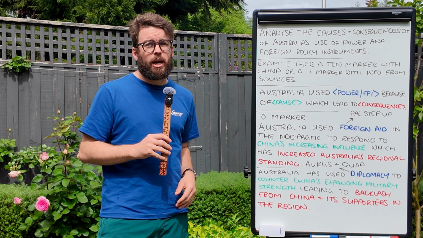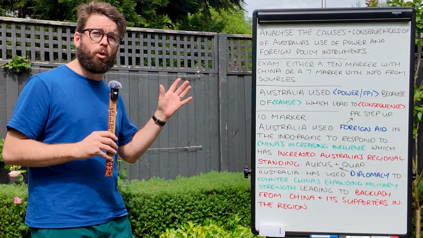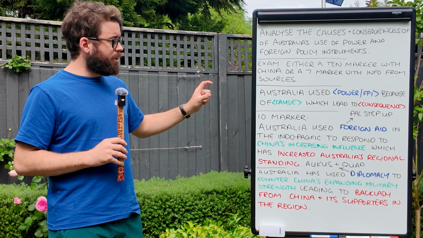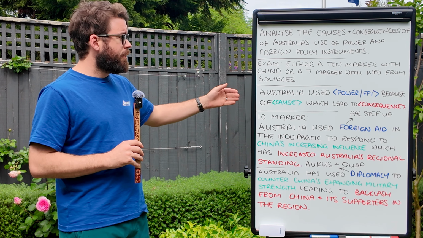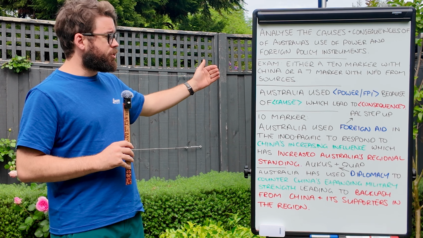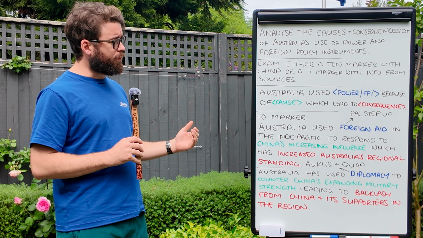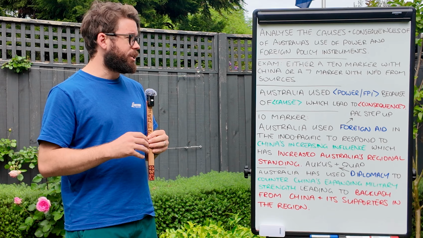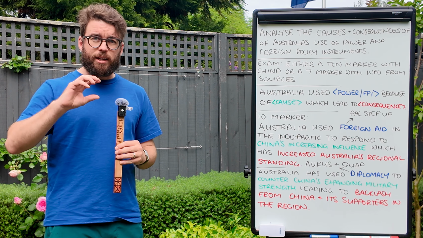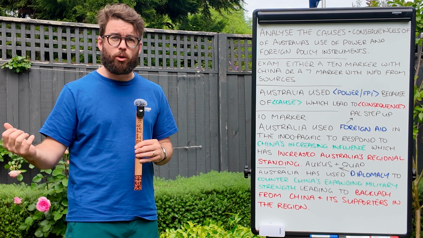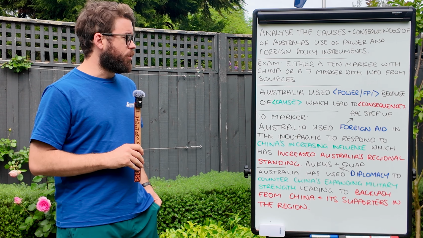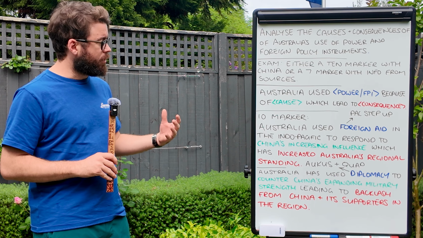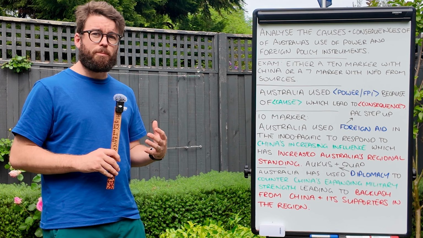So while we're looking at Australia here, the structure here might help you with all of those causes and consequence questions. So really briefly, if we're going to sum it up in a sentence, it looks a bit like this. Australia used this power or this foreign policy instrument because of this issue or this problem, which led to this consequence. That's broadly how you would look at this key skill. So if we look at it in a 10 marker, and we're going to look at how Australia's used one and causes and consequences, a sentence might look like this.